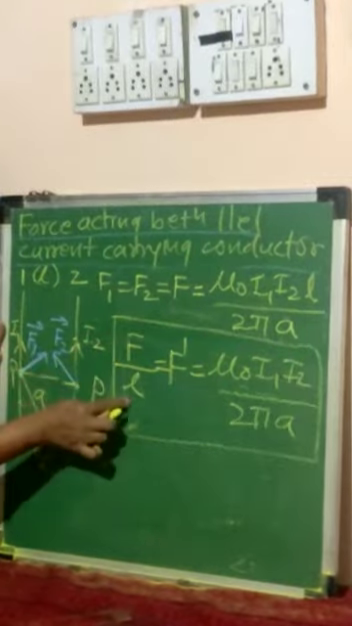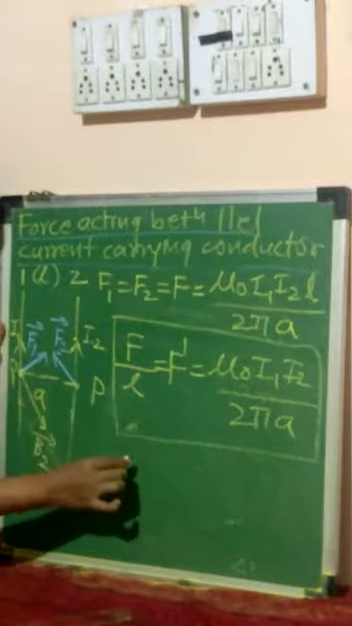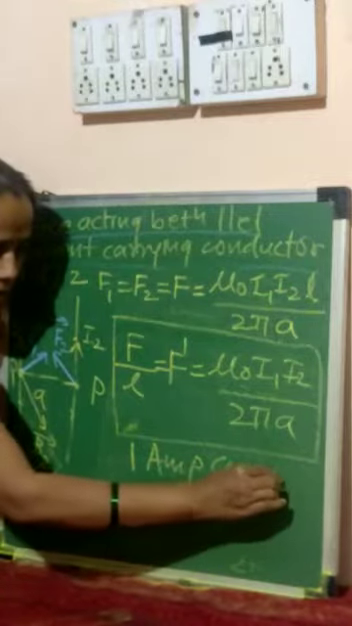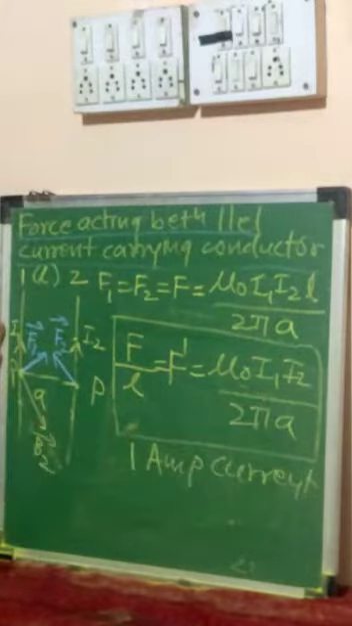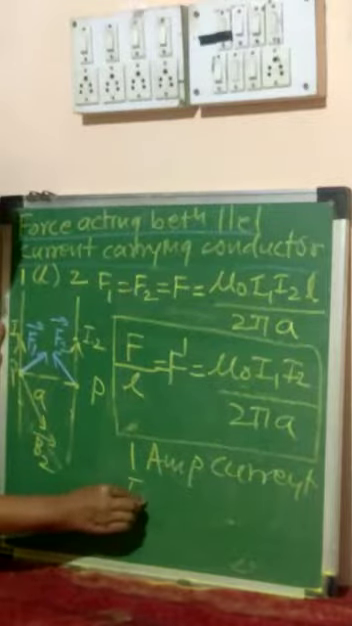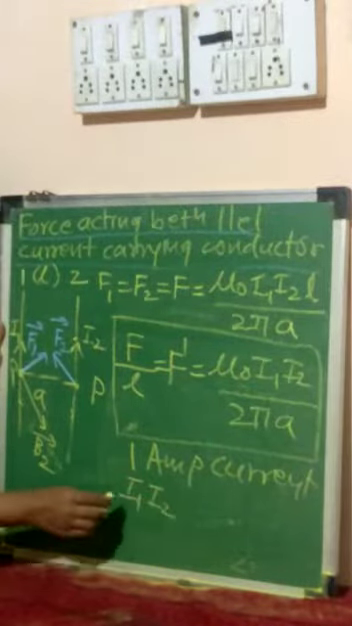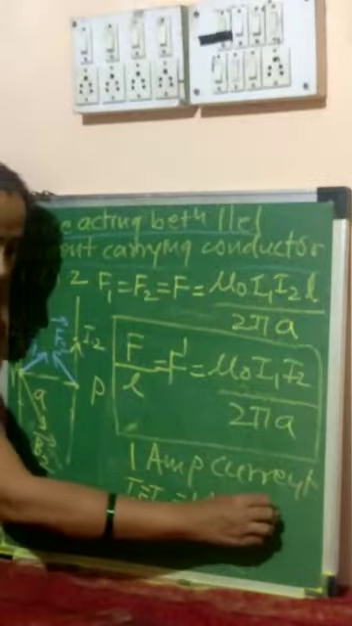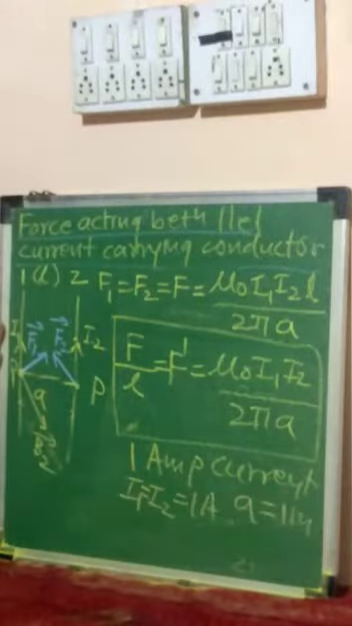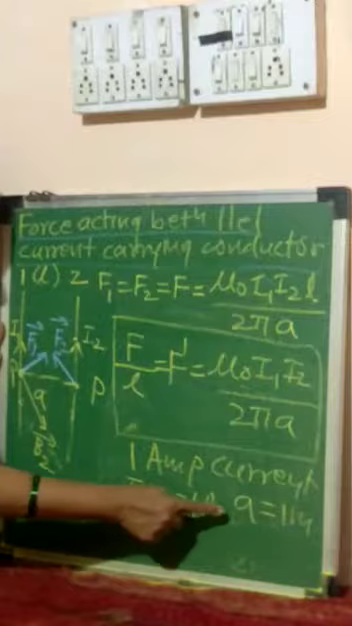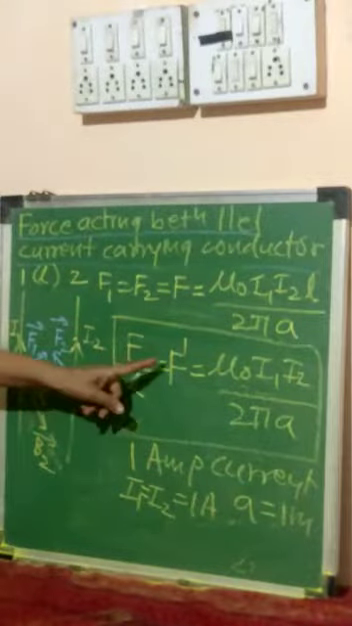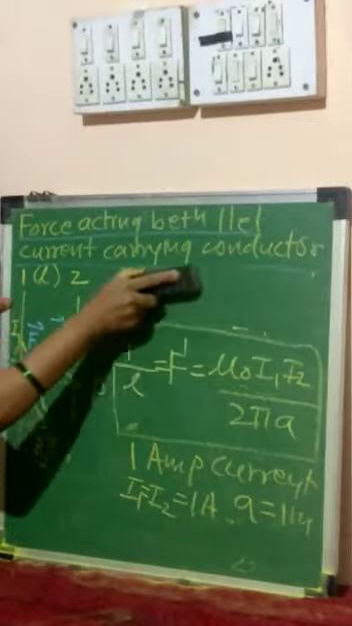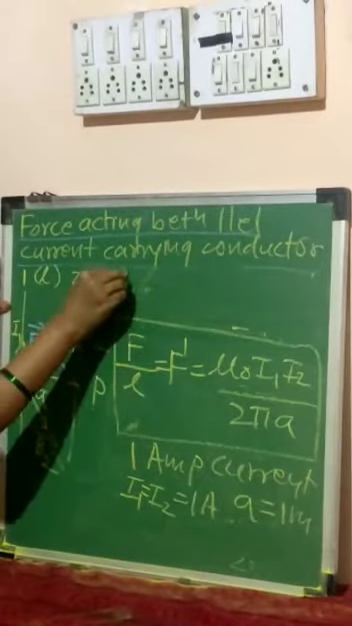Now from this force per unit length of the conductor, I can give the definition of 1 ampere current. Now how can I give the definition of 1 ampere current? Just concentrate here. I can consider current I1, which is equal to current I2, which is equal to 1 ampere, when your conductors are separated from each other by a distance of 1 meter. So if this value of I1, I2 and A I am going to substitute in this F dash value.